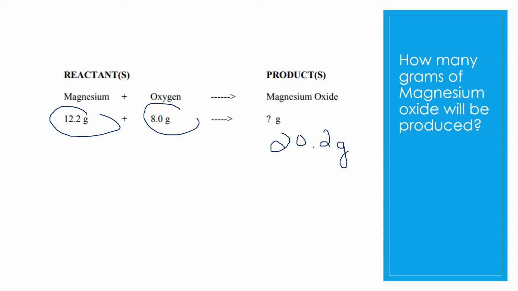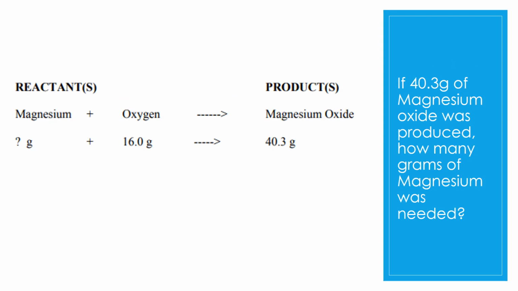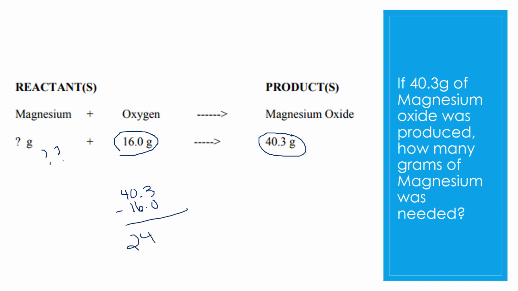The opposite of that would be if you were given the product. So this reaction made 40.3 grams of magnesium oxide, and I already know I used 16 grams of oxygen. How much magnesium was initially reacted to form the 40.3 grams? This one becomes a subtraction. So if I take 40.3 grams and subtract the 16 grams from it, I end up with 24.3 grams of magnesium.